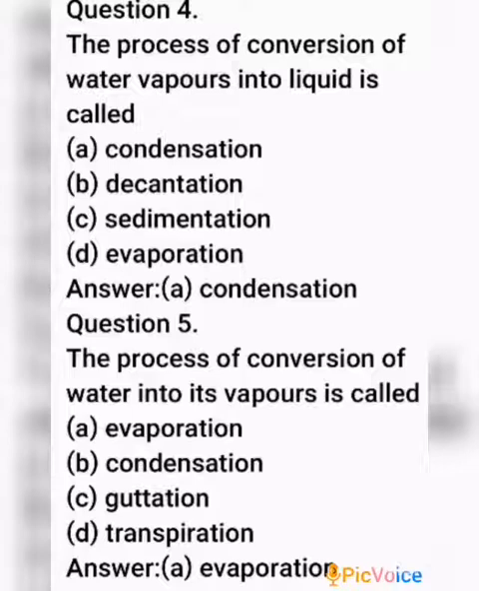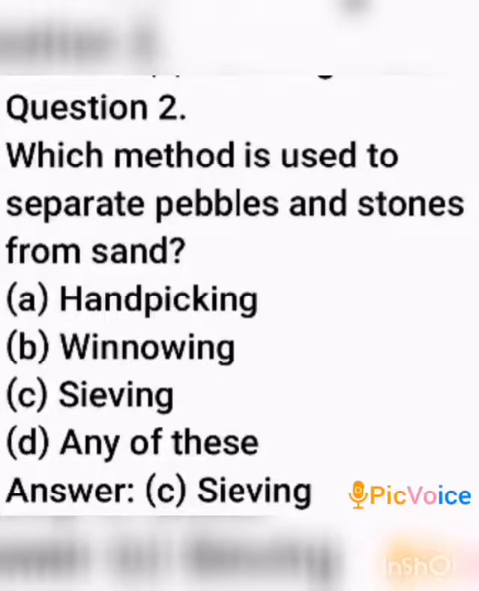Okay. Then question number 5. The process of conversion of water into its vapor is called: A. Evaporation, B. Condensation, C. Gradation, D. Transpiration. Answer A. Evaporation. Evaporation is the process of conversion of water into its vapor. It's called evaporation.